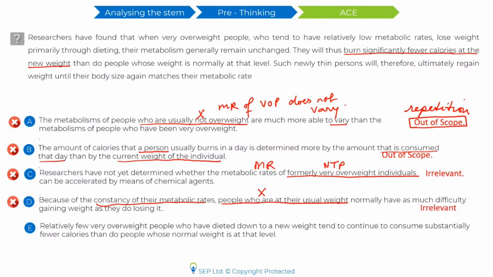That leaves us with E. Now, a very good way to choose answers on hard questions is also to be able to successfully rule out 4 options. Whatever you're left with, even if you can't explain why it is the correct answer, has to be chosen in the interest of time. Okay, let's read E. Relatively few. What does relatively few mean? Relatively few means hardly any. Okay.